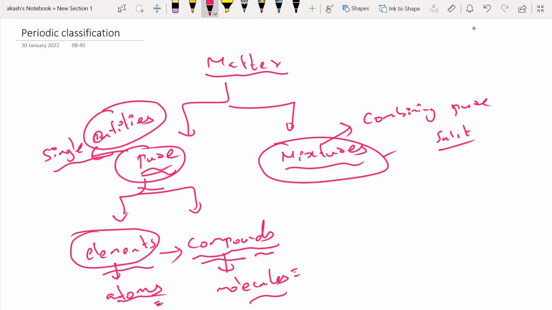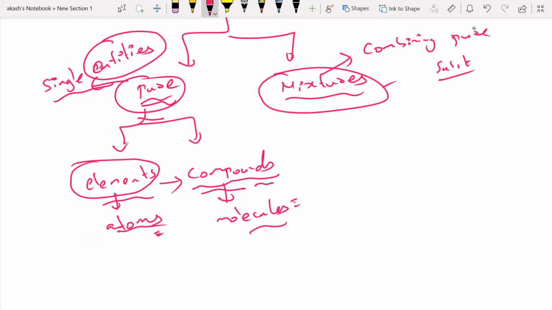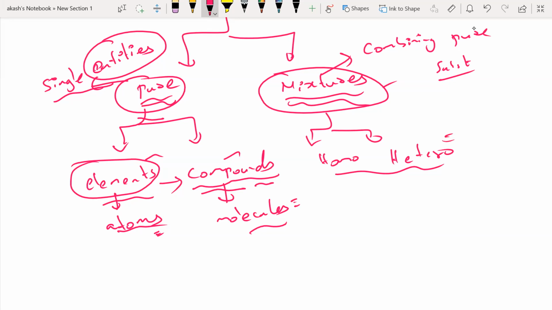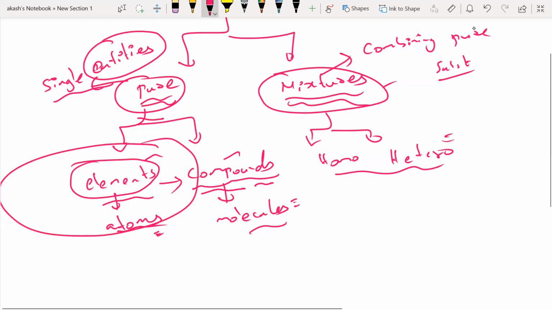So we understand that pure substances can be further classified into elements and compounds. Mixtures can be further classified into homogeneous mixtures and heterogeneous mixtures. We don't have to go into the details now; you might have already gone through all of these in your earlier chapter. So we are going to focus our interest on this particular thing in this chapter.